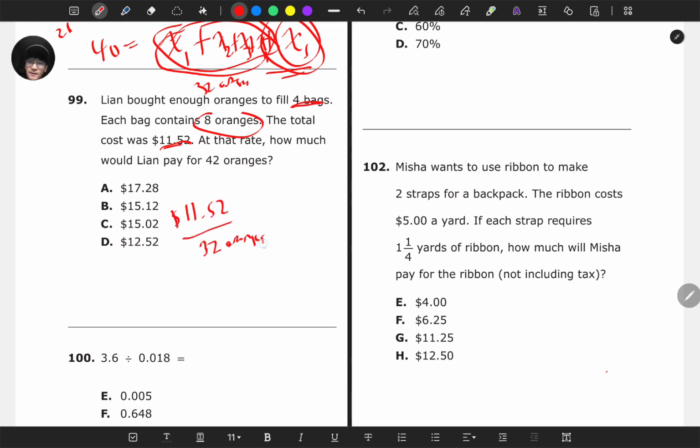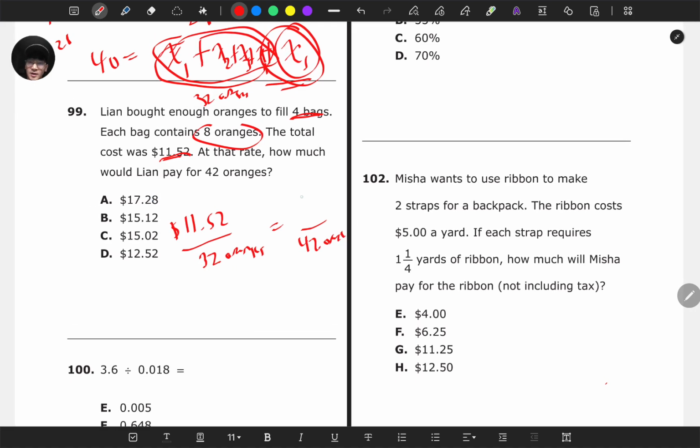Okay? Now, how much would Liam pay for 42 oranges? So to solve this, you can set up a proportion. Oranges are on the bottom, so I put the 42 on the bottom, and I have to find out what x is, the total price. Okay? But let me show you a little more intuitive way. It's similar to the other sections. We talked about averaging prices, right? And you're finding unit rates, right?